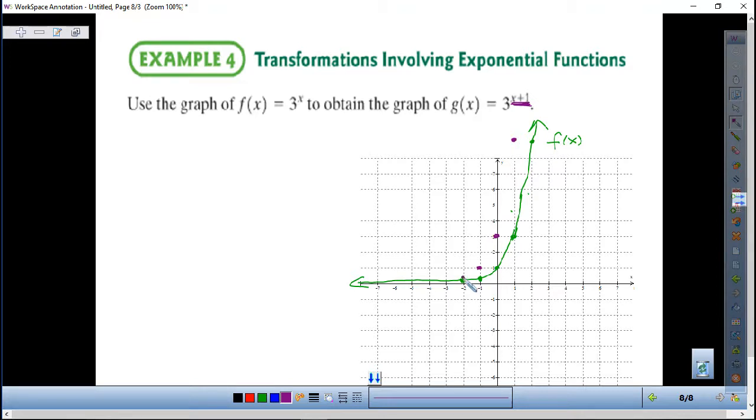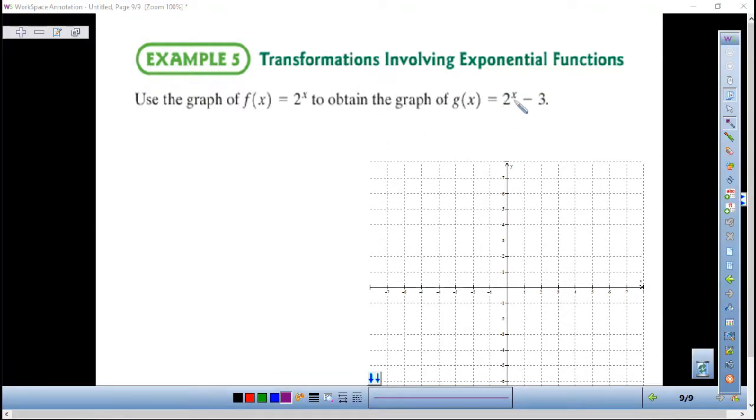So this one would move over to about right here, this one would move over to about right here. So you're going to have a graph that's going to look like that. So there is your graph. Every single one of the points just shifts 1 unit to the left. So all those transformations that we've talked about in the past are exactly the same way in their application to what we've got here with the exponential functions.